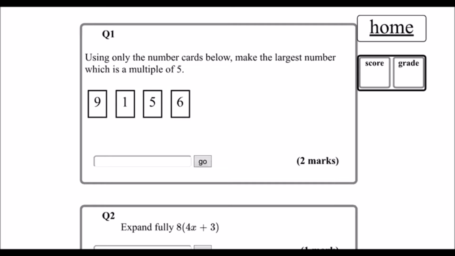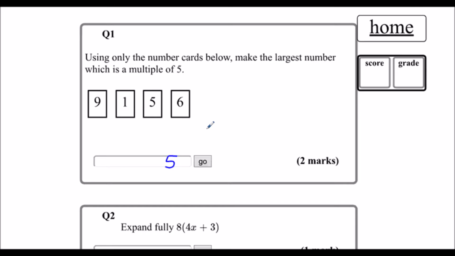So question 1. Using only the cards given below, make the largest number, which is a multiple of 5. So for it to be a multiple of 5, it's going to have to end in 5 or 0, because everything in the 5 times table ends in 5 or 0. So we're going to finish it with a 5. And then we're just going to put them in number order.